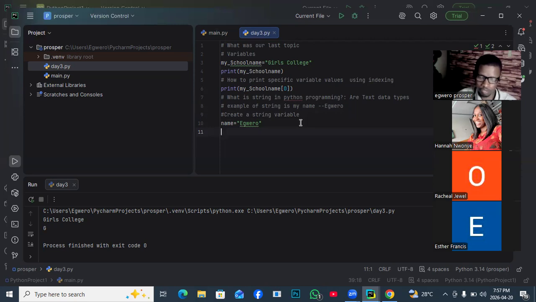A variable that stores text or string, it is called what? String variable. All right? Okay, so let's quickly start with the second data type.